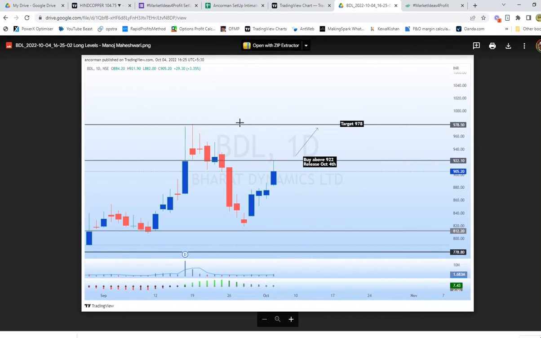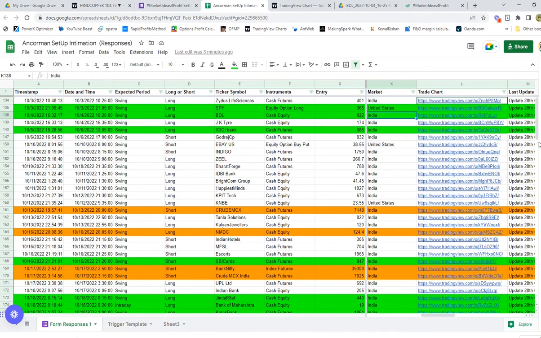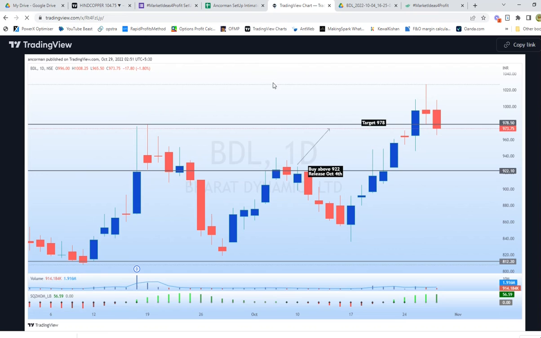So this was the trade setup on the 4th of October when the price was 905, and I expected that once the price goes above 922, we will tag 978. This is based on all the analysis that I did, and if you see, this is an update that we got. So this was an update that we took today, and I will again copy this and show you what happened to the stock. And if you see 922, we were somewhere here on the 3rd of October.